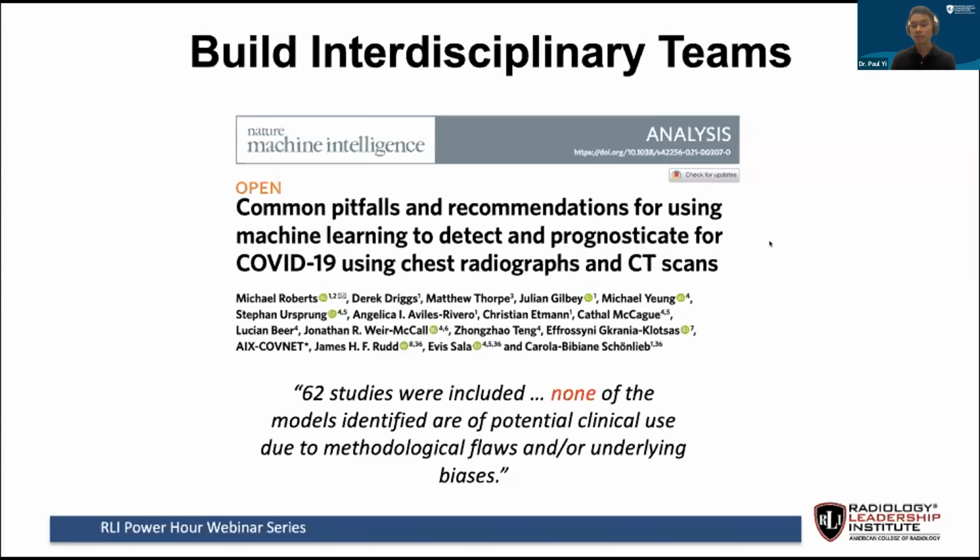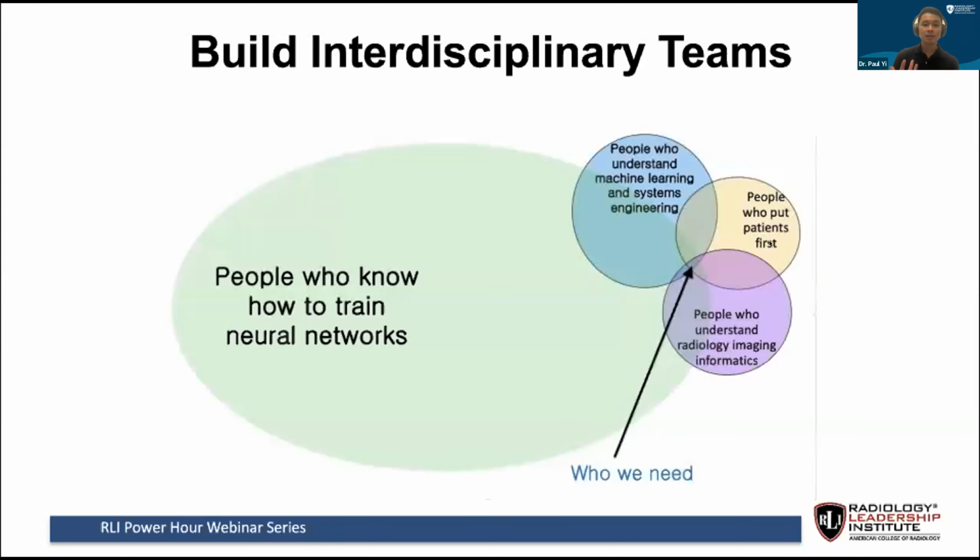A lot of these articles are being done exclusively by computer scientists or exclusively by radiologists. But what I really think we need is a confluence of expertise where we have people who know how to train neural networks, the computer scientists, the data scientists, people who understand machine learning, systems engineering, but also people who understand imaging informatics and people who put patients first. I think this is really the key to achieving synergy and helping AI reach its full potential.